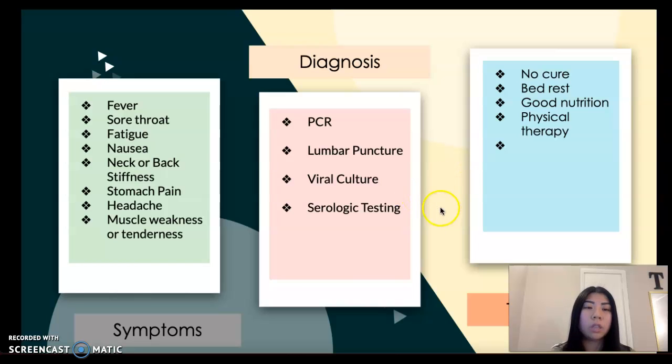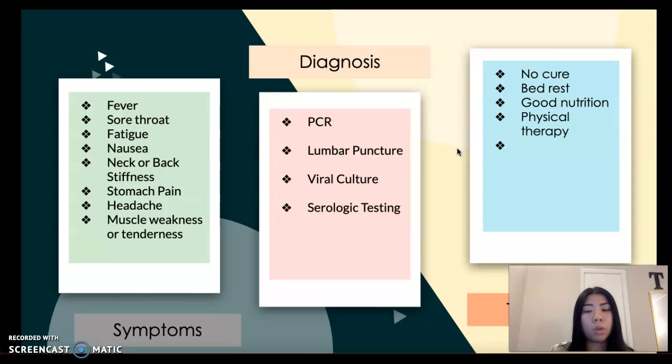So currently, there is no cure for polio. So the best preventative treatment is to get the vaccine. But for those that have been infected with polio, they recommend bed rest, good nutrition, and physical therapy and moderate exercise. These treatments are only available to alleviate symptoms and improve the quality of life.